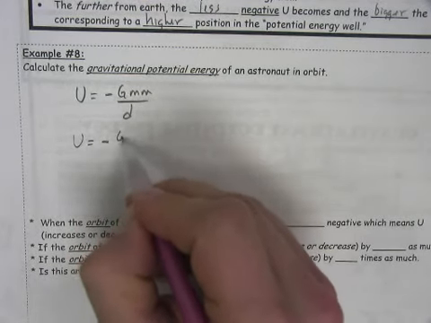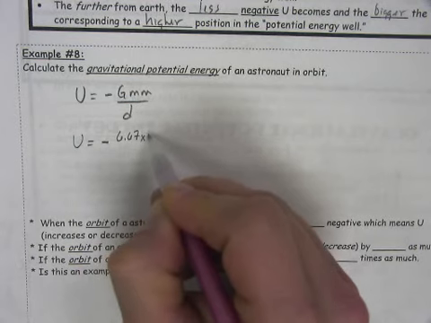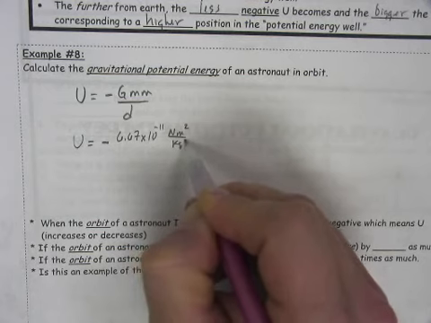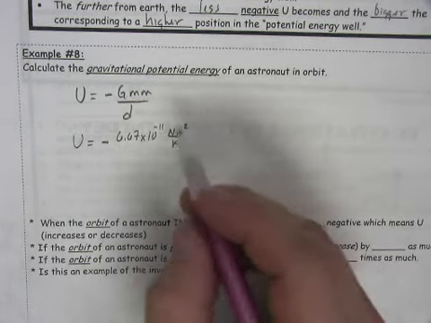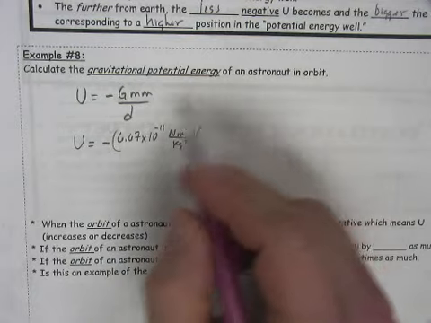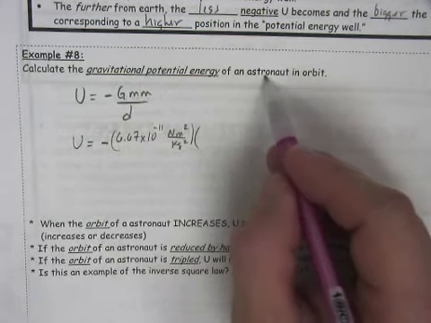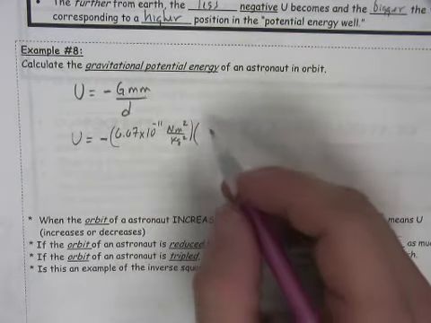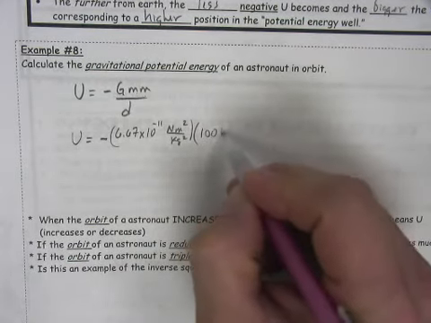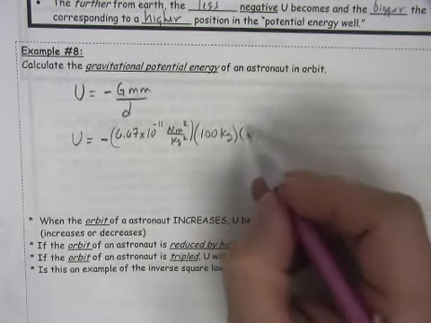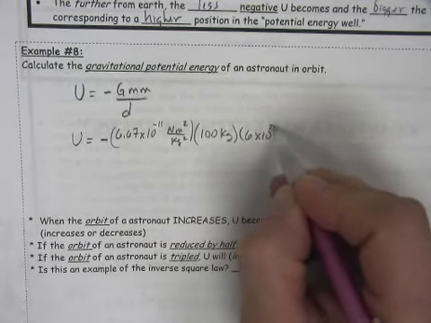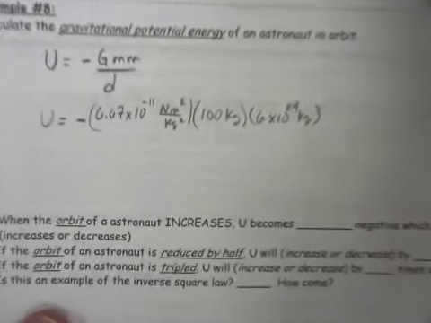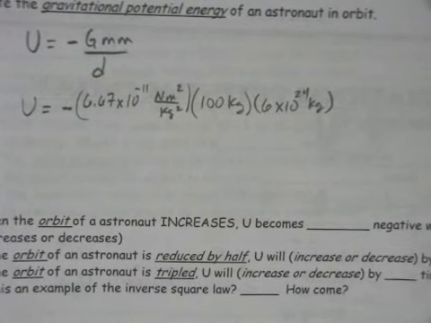So we got negative. We know G, which is 6.67 times 10 to the negative 11th newton meter squared over kilogram squared. And we know G because Cavendish figured it out. It was one thing that Newton wasn't able to do. This is the mass of the astronaut, and the other M is the mass of the Earth. Well, the mass of a typical astronaut, if he has all his gear, is probably at least 100 kilograms. The mass of the Earth, we calculated that the other day, and that's going to be 6 times 10 to the 24th kilograms. I'll let you mentally catch up.